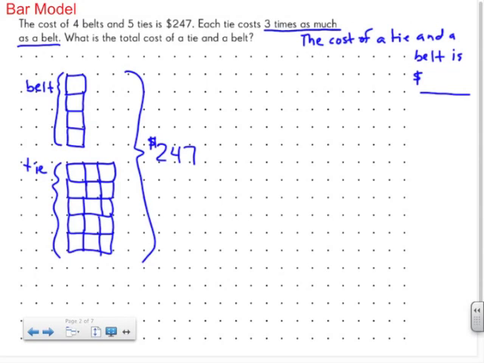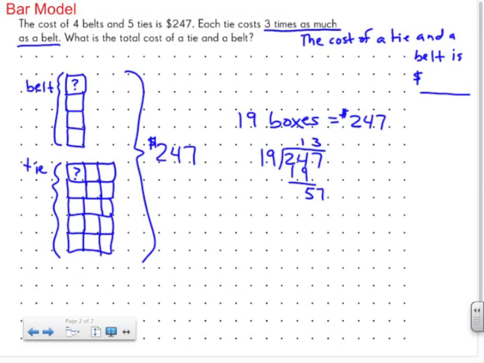My question is 1 belt and 1 tie. Well, if I count my total boxes right now, I've got 4 for my belt and then 3 times 5 for my tie. So 15 plus 4 means I have 19 boxes right now that are worth $247. So if I find one box, I can fill it in and find my price for my belt and my tie. So if I take 247 divided by 19, I get $13 for each of the boxes.